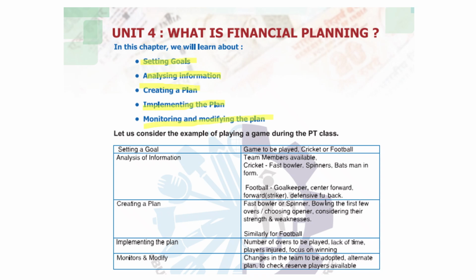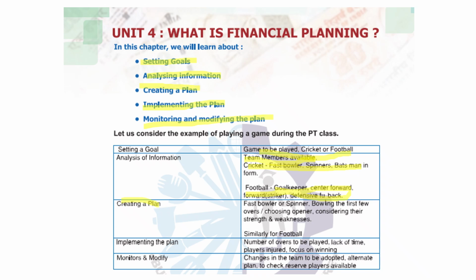Okay, so here we have an example. Let us consider the example of playing a game in the PT class. First we'll set a goal. The game to be played: cricket or football. So we'll see the team members available. Cricket में we need fast bowlers, spinners, batsmen in form. ठीक है, and for football we need goalkeeper, center, forward, striker, everything.